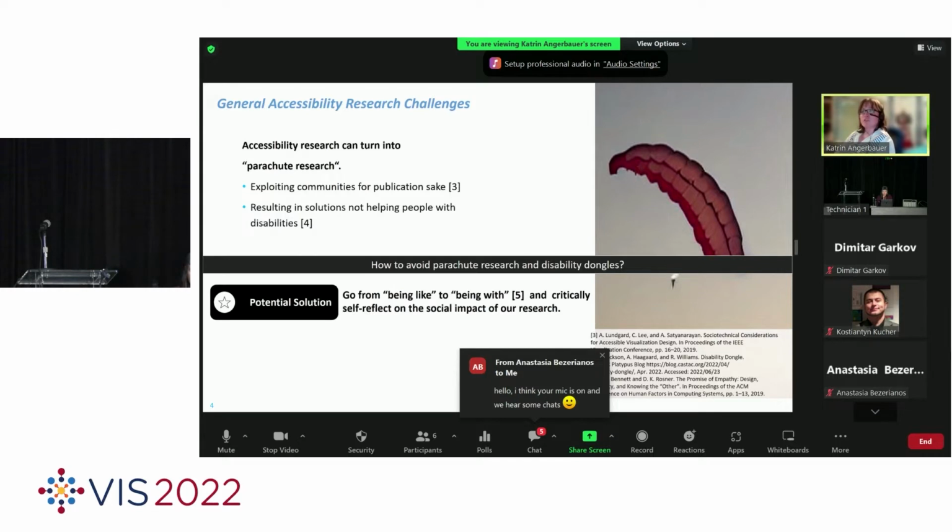As a potential solution, we have to reinspect our design frameworks and go from this empathy-driven being like someone to actually being with someone, and really listen to the experiences and share experiences together. And furthermore, there is no hierarchy between the disabled and the designer. So I'm disabled and I'm a designer as well. So there should be no hierarchies. And we also should critically self-reflect on the social impact of our research, as also the keynote mentioned earlier.